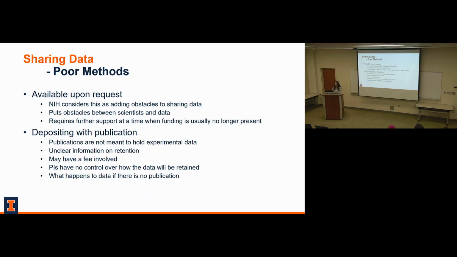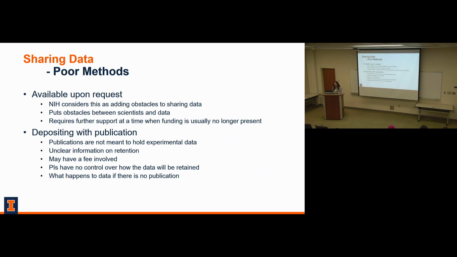Some poor methods you do not want to use: making data available upon request, because the funding agencies consider this as adding an obstacle to sharing your data. It puts an obstacle between scientists and the data. Sometimes after the grant is finished, there will be more support from the team to provide the data if someone else requests it.